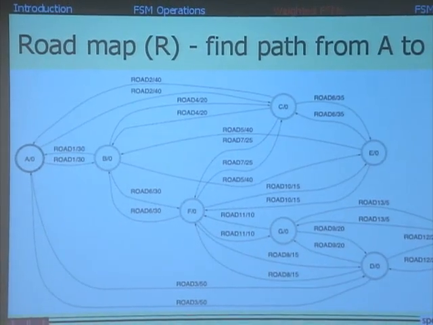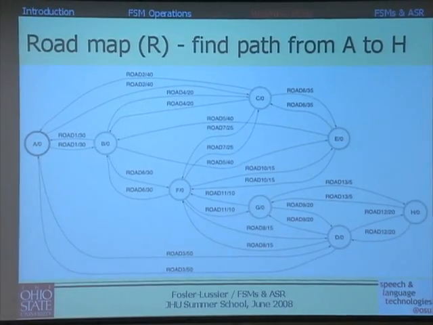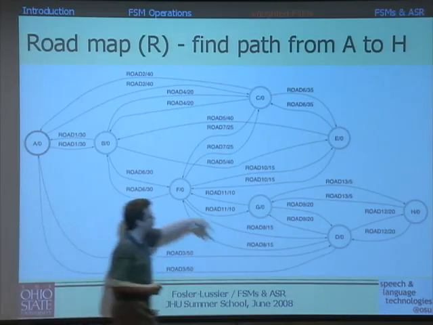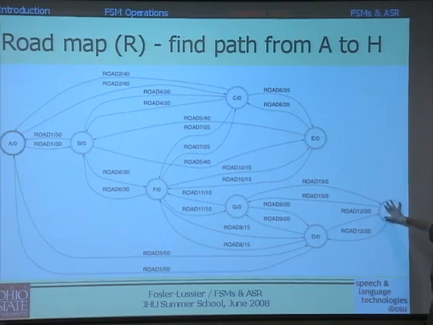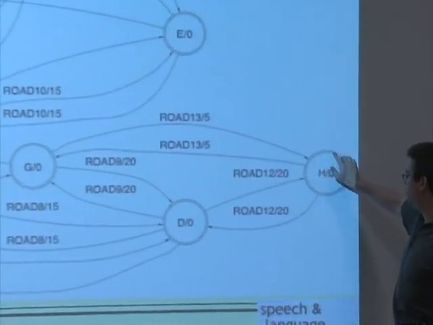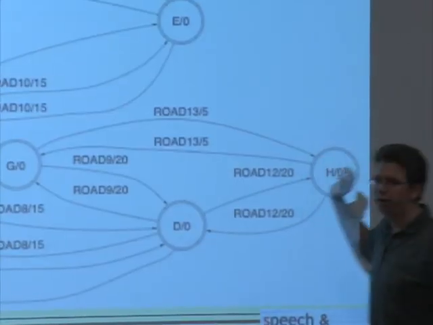So here's a road network, and I want to get from city A down to city H. So how am I going to find that? I've marked this one as an initial state, but all of these are final states. So I need some constraint that basically says, end up in H. Now in this world, you're not allowed to talk about the values of the states. You're only allowed to talk about the values of the arcs, right?